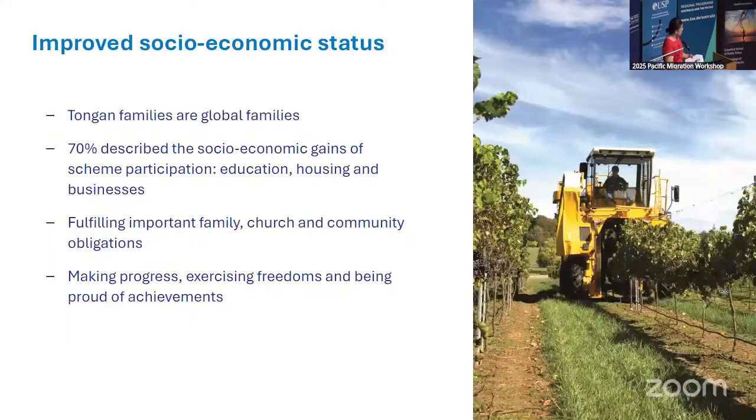Overall, the study also shows that almost three quarters of participants have improved their socio-economic status as a result of participating in labour mobility. This includes increased income, but also emotions and feelings from being seen differently by others and being able to fulfill their social and cultural obligations and duties. Participants described how they were making progress, being able to make choices and act on them, and feeling proud of what they've achieved because of participating in the scheme.